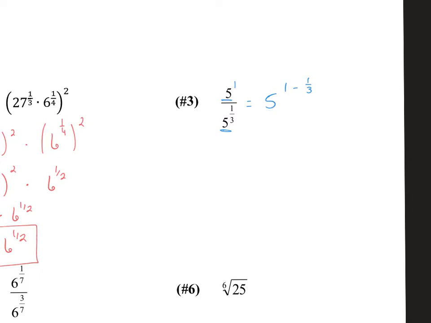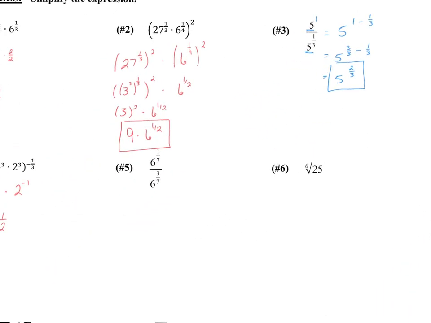For subtracting fractions, we have to get a common denominator. So we can rewrite this as 5 to the 3/3 minus 1/3, and that is equal to 5 to the 2/3 power. Okay, and that's our final answer.